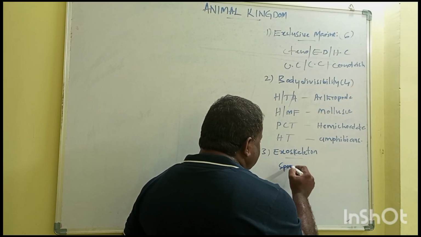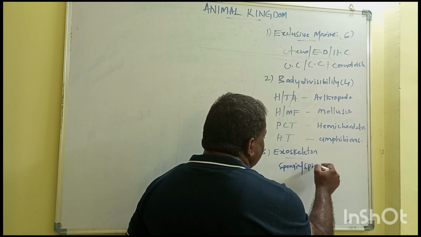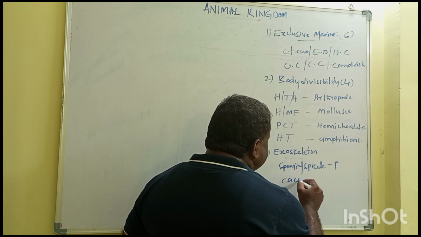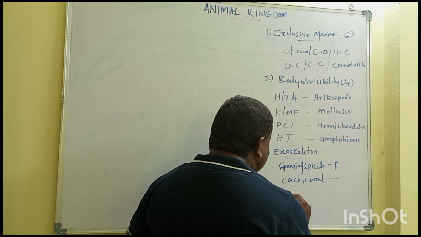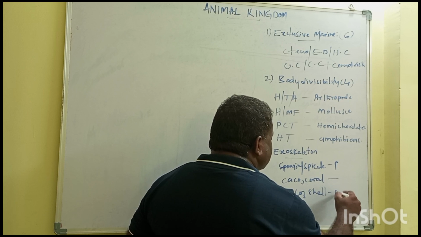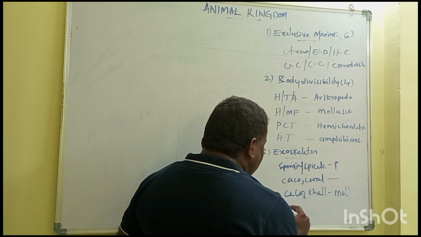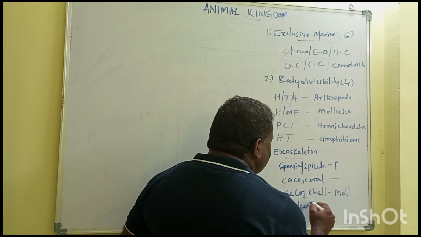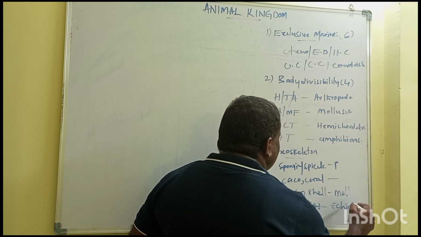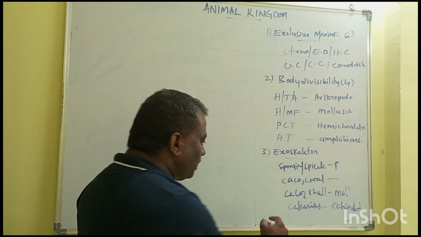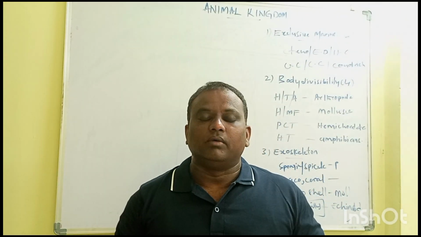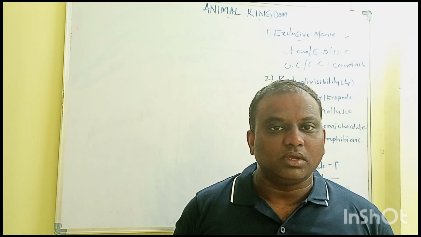Spongin fibers and spicules are seen in Porifera, and calcium carbonate corals, CaCO3 corals, we can see in the coelenterates. Again, calcium carbonate shell you can see in Mollusca. And finally calcareous ossicles, which are very commonly seen in echinoderms. So these are the 3 exoskeleton types. One endoskeleton is very important for the exam. Echinodermata has the endoskeleton, whereas in the rest of the 3 groups of animals it is all about exoskeleton.